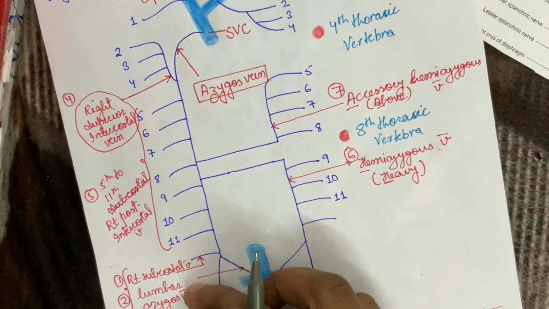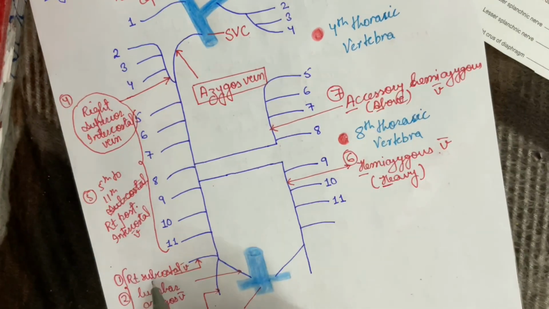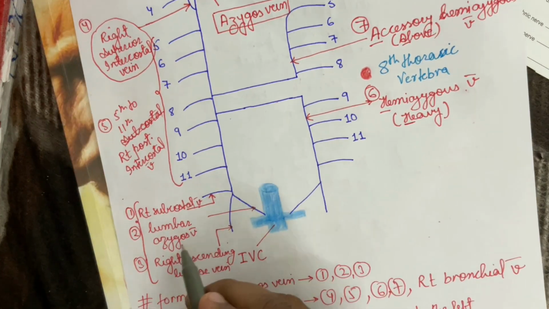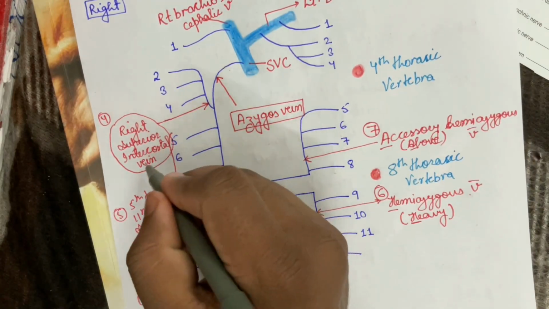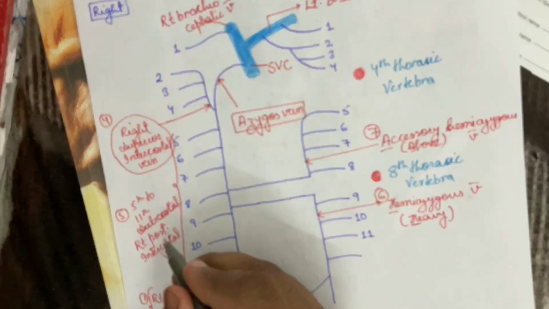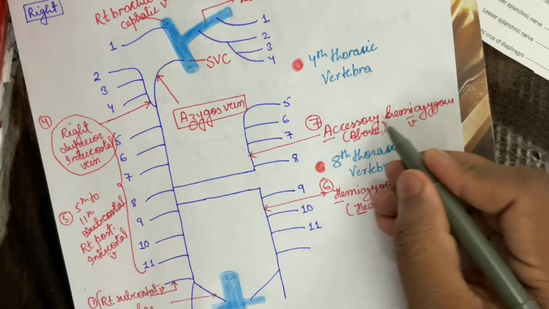Formation of azygos vein is by the right subcostal vein, lumbar azygos vein, and right ascending lumbar vein. Tributaries of azygos vein are the right superior intercostal vein, 5th to 11th right posterior intercostal veins, hemiazygos vein, and accessory hemiazygos vein above.